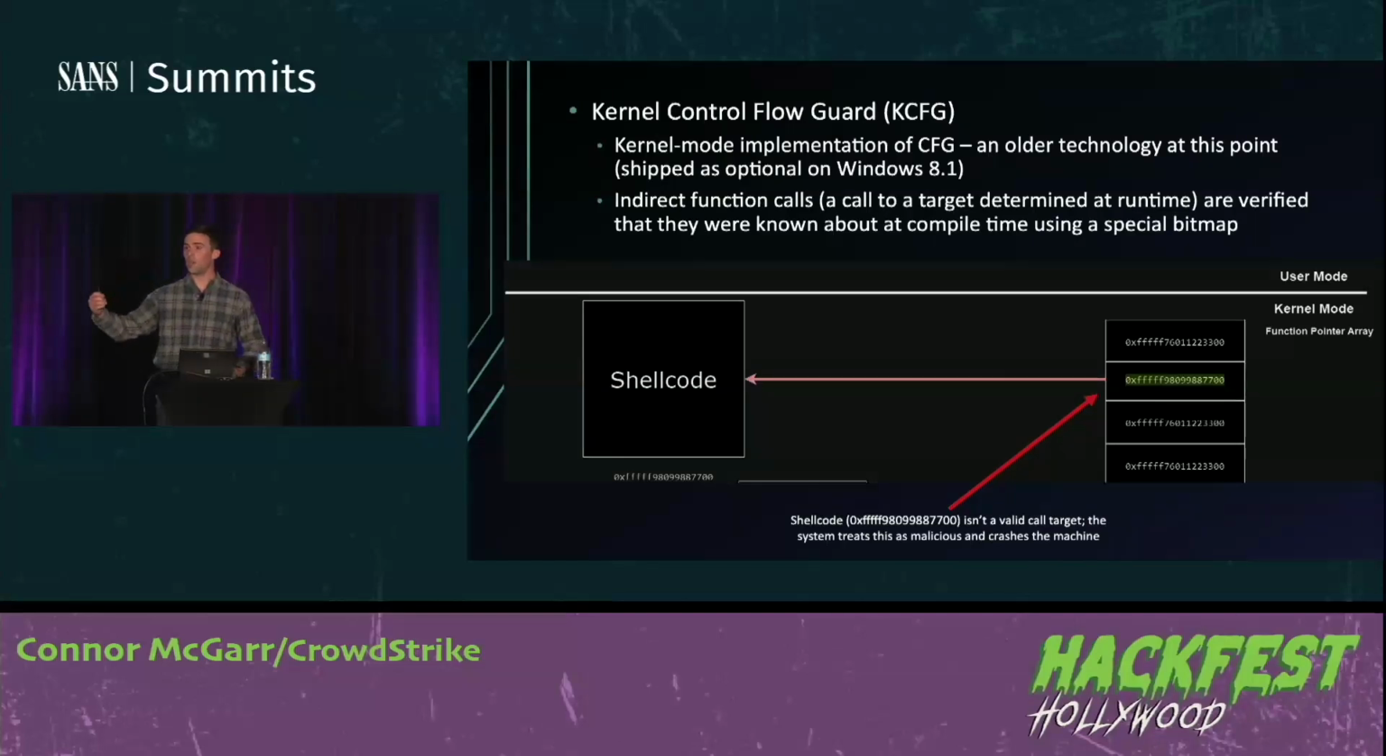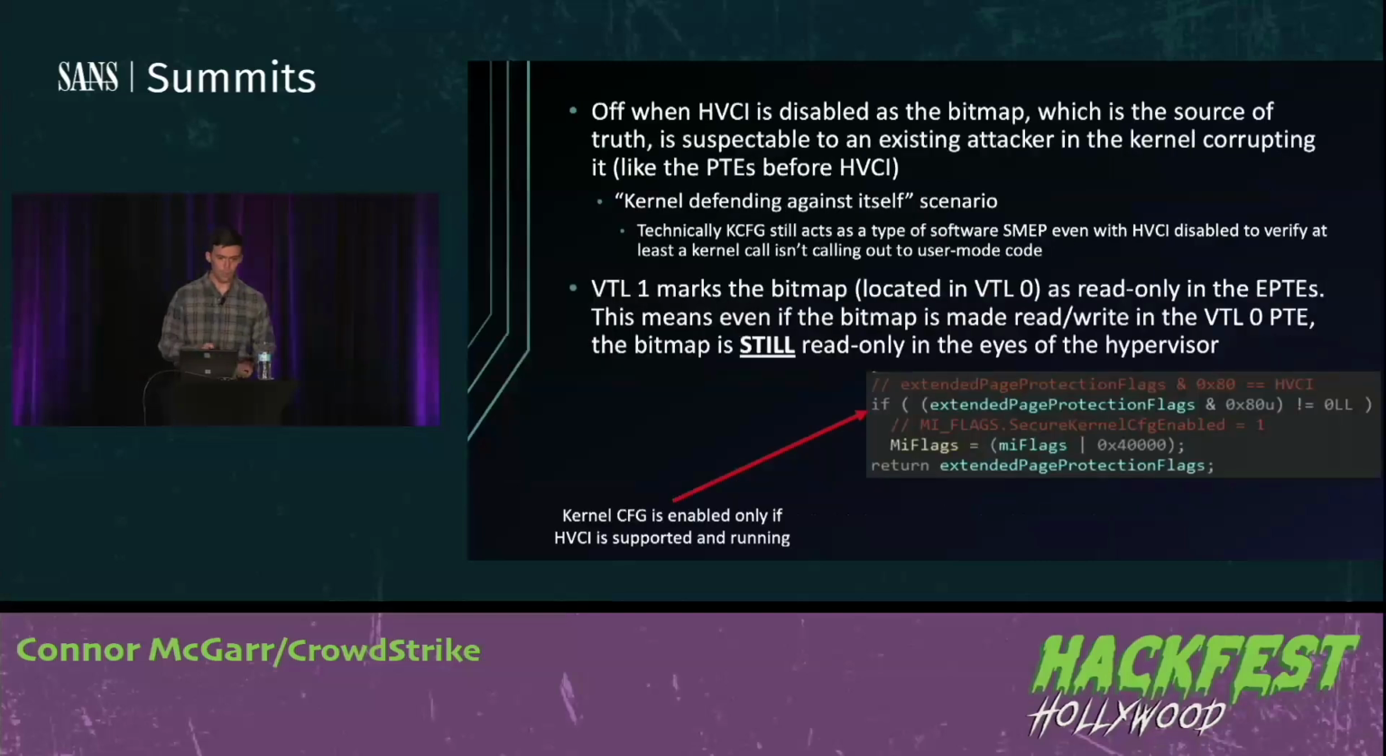Let me check if this call that I'm about to make is known in this bitmap. And if it is known, hey, I knew about this function at compile time, I'll allow this call to occur. If it wasn't known, it infers that someone dynamically corrupted this function pointer and we should disable execution. Well, if you just listen to my spiel there, what's the choke point there? It's the bitmap, right? Because the bitmap is the source of truth.